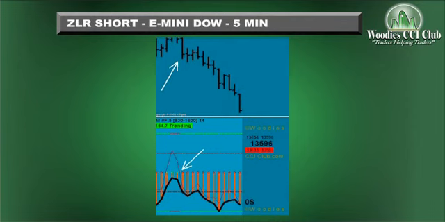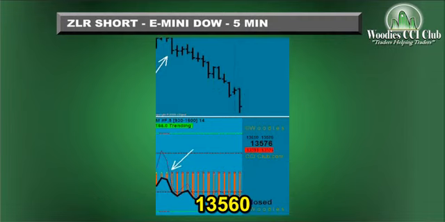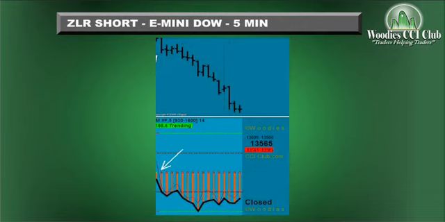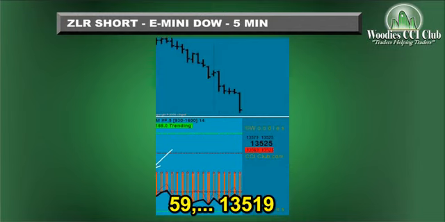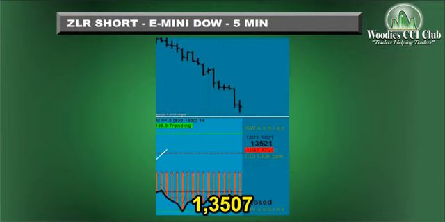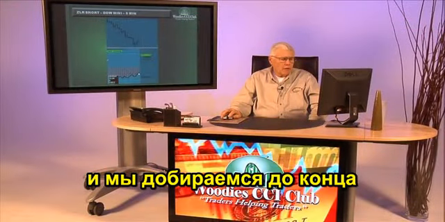135.93, 135.76, still staying with the trade. 135.60, 59, 25, 135.19, 135.07, and we get out at the end.